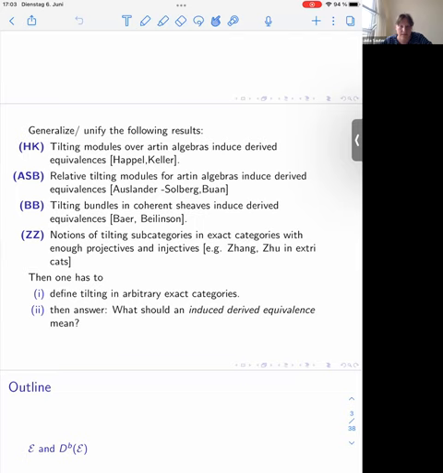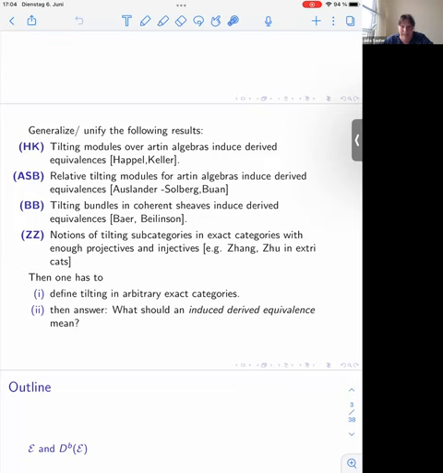And I just shorten these by the letters of the authors. So the most classical thing is tilting modules over Artin algebras inducing derived equivalences. So these tilting modules have been studied by Happel, and then the derived equivalence follows by a result from Keller, but there might be other sources. It follows also from a result of Rickard. So maybe Keller is not the right person to mention here, but okay, that's one way how you can get the derived equivalence.